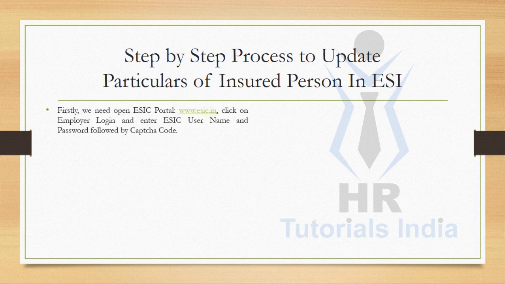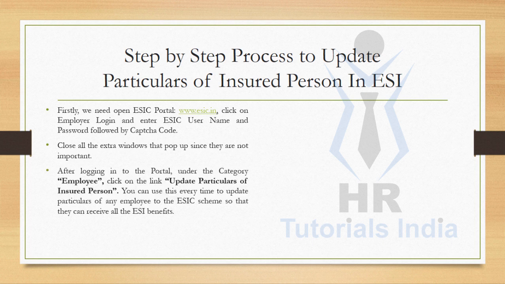Firstly, we need to open the ESI portal esic.in, click on employer login, enter ESI username and password followed by CAPTCHA code. Close all extra windows that pop up since they are not important. After logging into the portal, under the category employee, click on the link update particulars of insured person. You can use this same process for updating particulars of any employee so that they can receive all the ESI benefits.